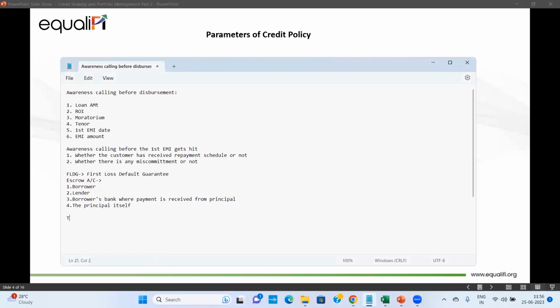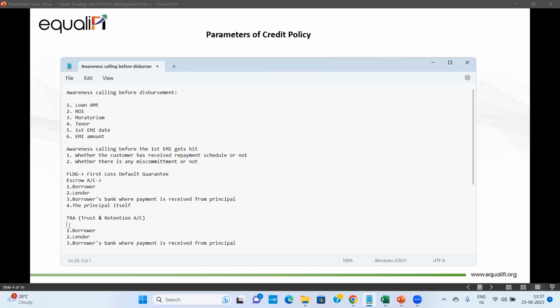Now the next one is TRA account, that is trust and retention account. What is the difference between an escrow account and a TRA account? What is the basic difference? Cash flow is always, even from a TRA account, such that the borrower cannot take a single rupee without approval of the lender. Out of these 4 participants, only 3 are there in a TRA account.